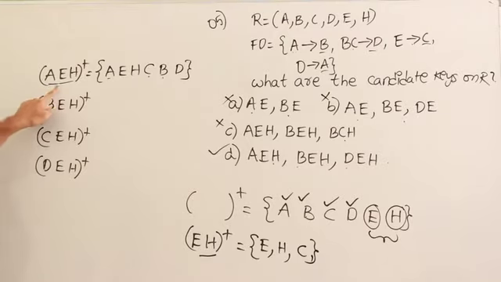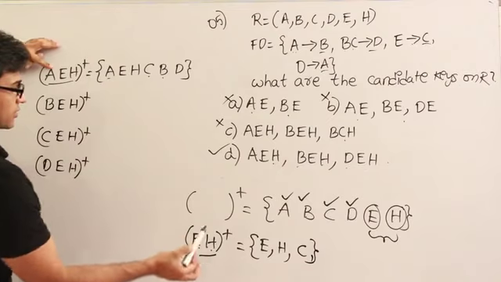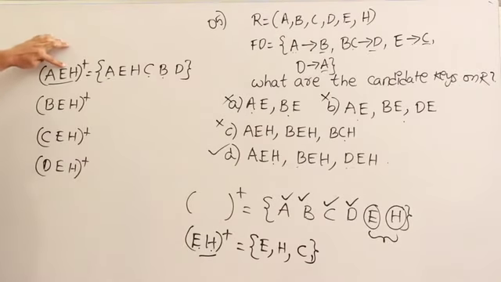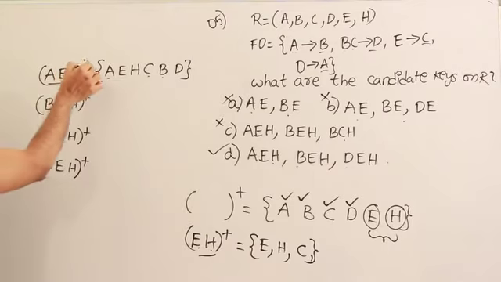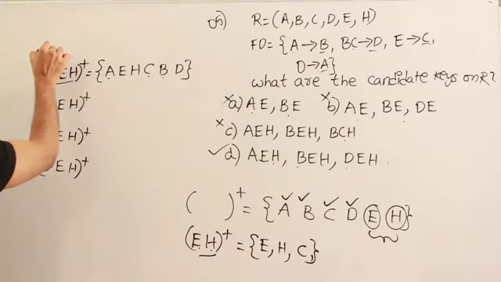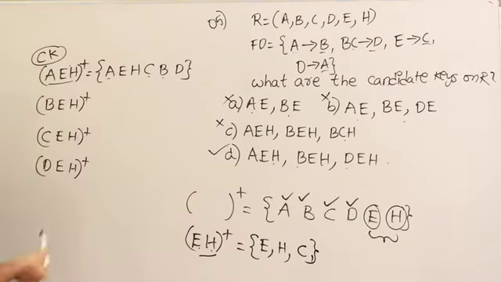Since the closure of this contains all the attributes, AEH is a key, and we know that this is the minimal key. I'm not saying minimum, it is minimal. Minimal means you cannot remove any of the attributes from this and still make a key. You cannot remove A, because if I remove A, we just found out that EH is not good enough, and we cannot remove E because we can never derive E without E, and we cannot remove H for the same reason, we cannot get EH without H. Therefore this is a key and it is minimal, so it is also a candidate key.